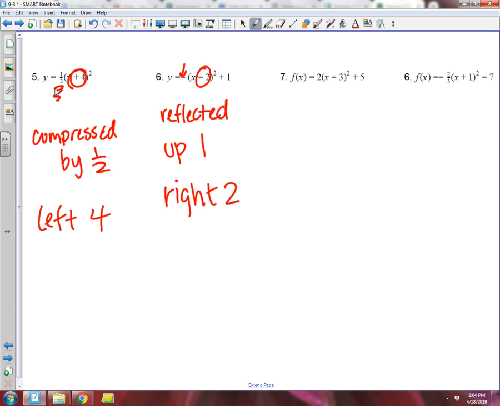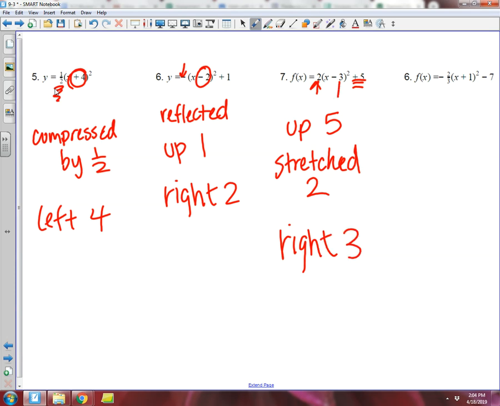So tell me about number 7. We got a lot happening in number 7. This tells me up 5. What else? This tells me, and then right 3 because of that. Wonderful.